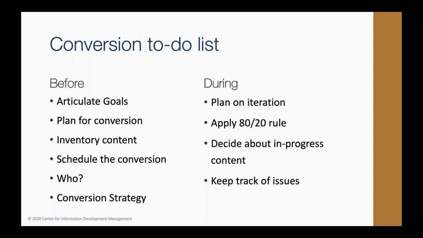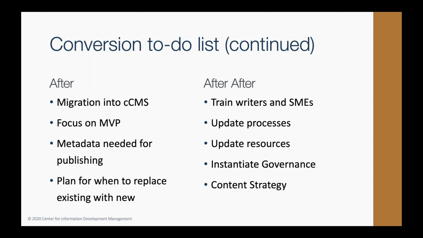Decide how you will handle the content which is in progress. It's a common reality that writers have to continue to deliver content as part of the regular release cadence. So how are you going to handle that kind of content? Will you have it reconverted, or will you hold it out until the end and have it converted as the last thing? And another thing that's very important is to track issues for future cleanup. And as I mentioned, I'll walk through a deeper dive into each one of these items.